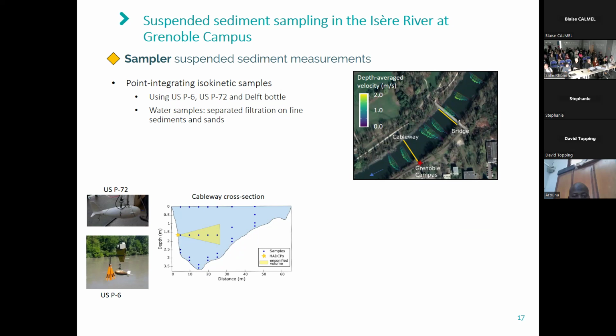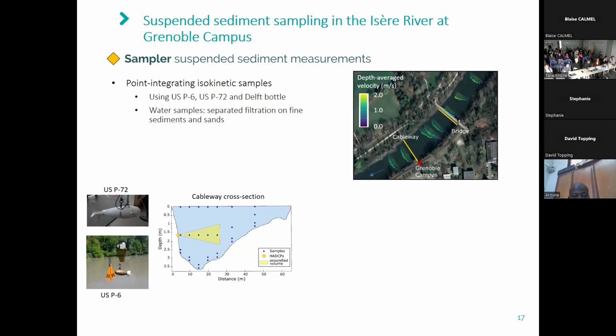That's why we changed to a USP6, which we learned about from the University of Tours, because it was better adapted to our high velocities and discharges. With these 2 samplers, we took point samples close to the river surface, close to the riverbed, as well as samples within the insonified volume of the HADCPs. Because we got water samples, we performed a separation by filtration to analyze the concentration of fine sediments and sand separately.